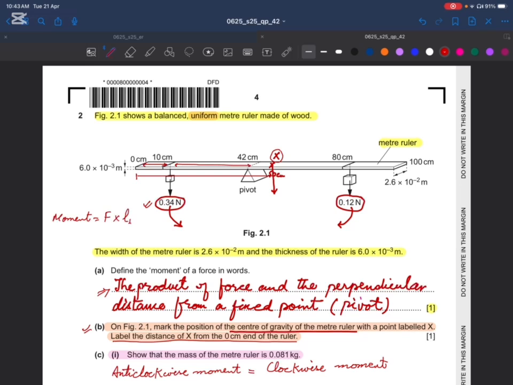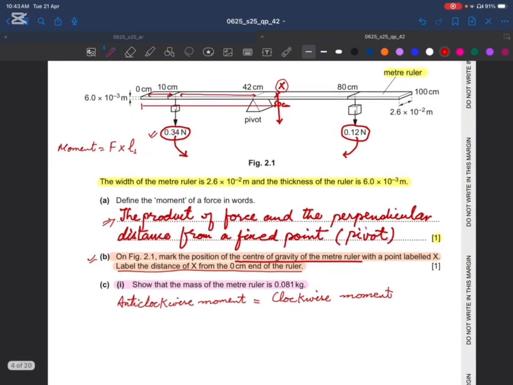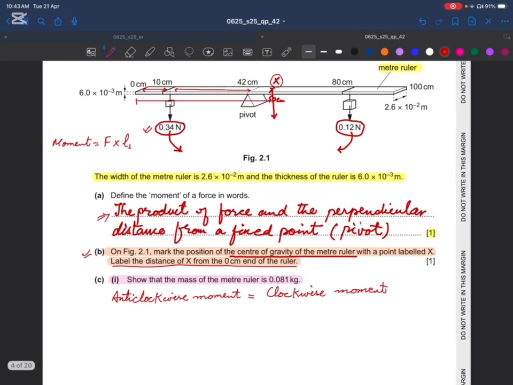So be careful of this fact that the force in this case, which is rotating the body anti-clockwise, is 0.34, multiplied by the perpendicular distance from the pivot. Here you have the pivot, which is at 42, and this is the mark where your weight is hanging. So simply you can say that it is 42 minus 10, that is 32.